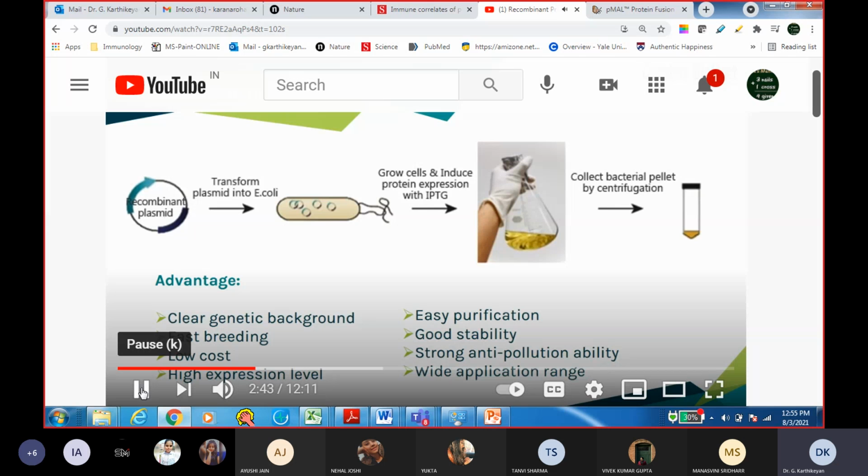1. Bacteria system. Currently, E. coli expression system is the earliest used and most mature expression system. The main method is to transfer a vector with an inserted target DNA fragment to the host cell, and then induce protein expression by IPTG. As the earliest developed and the most widely used classical expression system, the E. coli expression system has the advantages of clear genetic background, fast breeding, low cost, high expression, easy purification of the product, good stability, strong anti-pollution ability and wide application range.